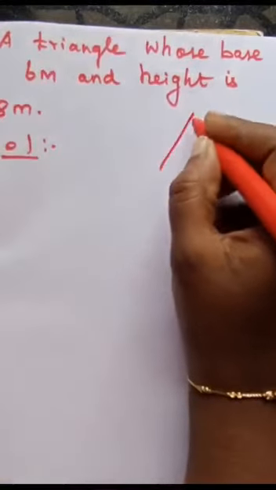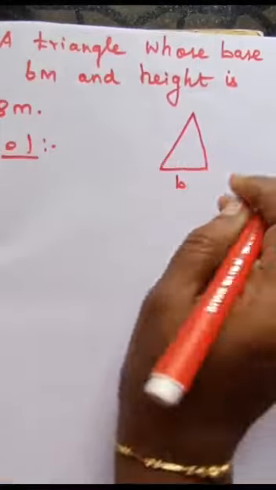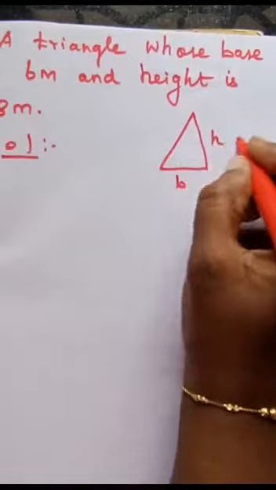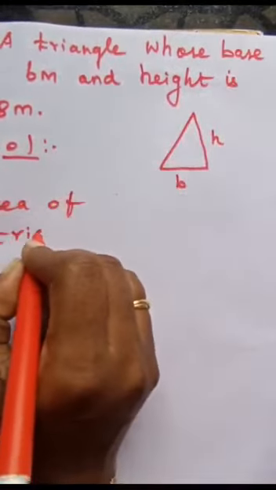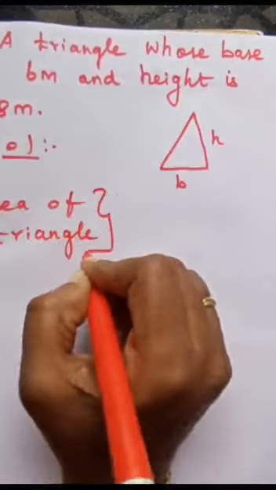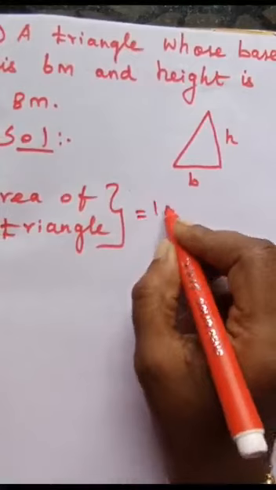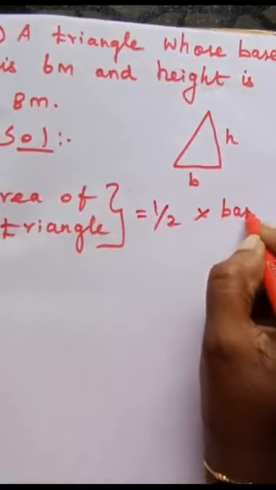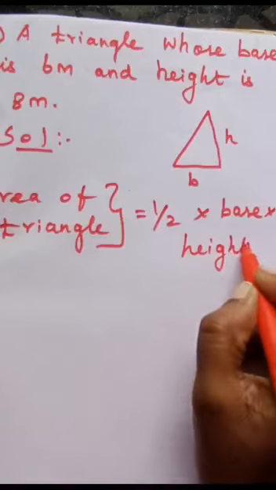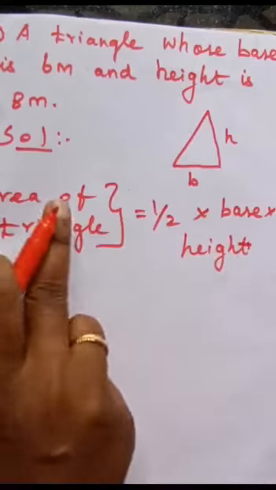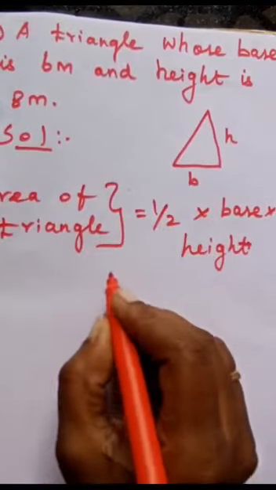First, before that, just draw a triangle. Okay, and in the triangle, this part is what? Base, and this one is height. So what is the formula for area of triangle? We know that area of triangle is equal to, is it clear? Area of triangle is equal to what? Half into base into height. Half into base into height. Is it clear? Area of a triangle formula is half into base into height, isn't it?